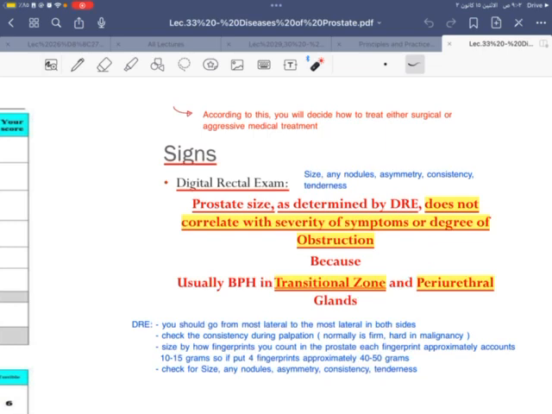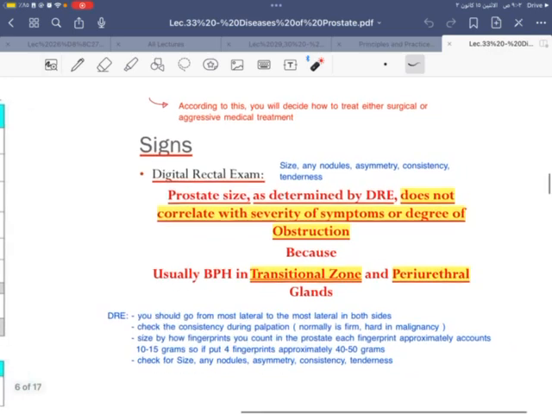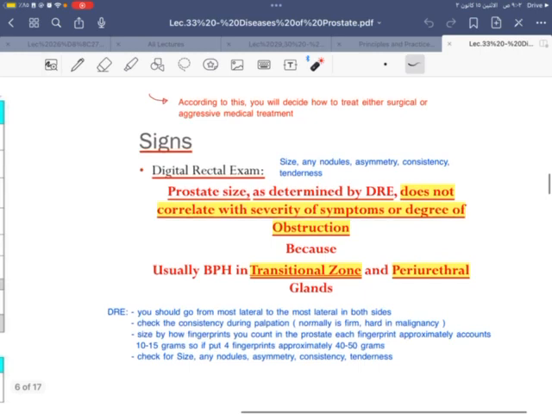An important point is that prostate size is not correlated with the severity of symptoms. You might have a patient with a small prostate with severe LUTS, whereas on the other hand you might have a patient with a very large prostate and mild symptoms. Why? Because on digital examination you feel the peripheral zone, while BPH arises from the transitional zone in the middle, and you cannot palpate the transitional zone.